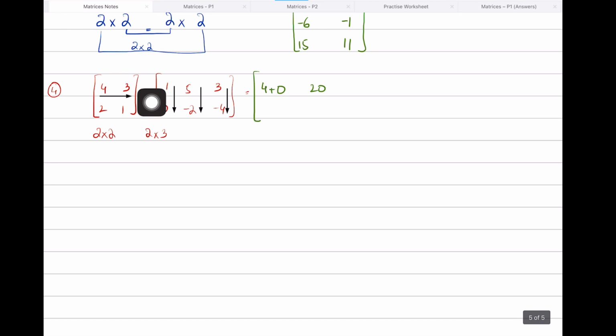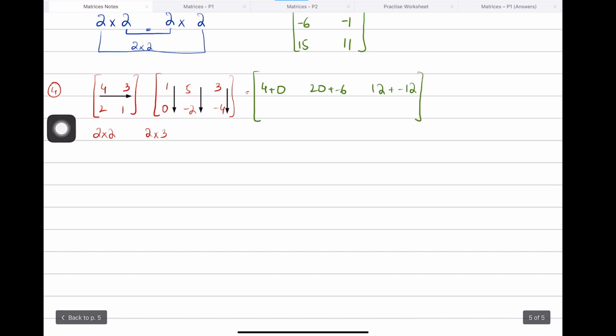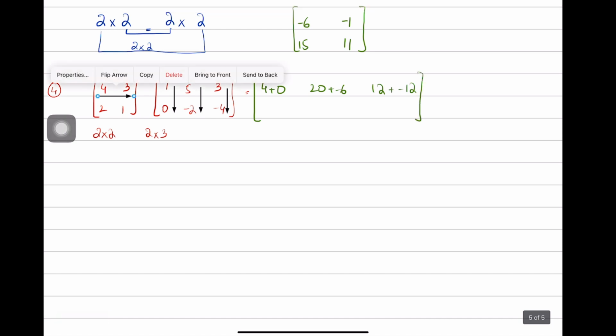So 4 into 5 is 20. 3 into minus 2 is plus minus 6. So we'll simplify this in the next step. 4 into 3 is 12 plus 3 into minus 4 is minus 12. So we'll simplify this in the next step. Now that the first row has been multiplied, what do we do now? We move on to the next row.